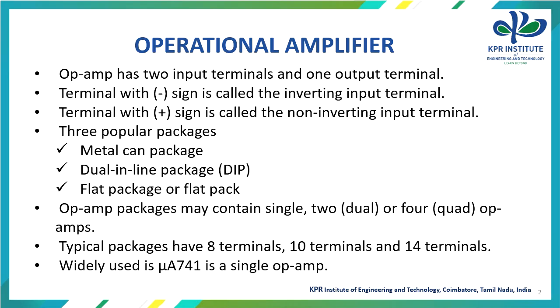There are three types of packages available. One is the metal can package, another is the dual in-line package, and the third is the flat package or flat pack. Op-amp packages may contain single, dual or quad op-amps. Typically, packages have 8 terminals, 10 terminals and 14 terminals. The widely used operational amplifier is the MUA741, which is a single op-amp.